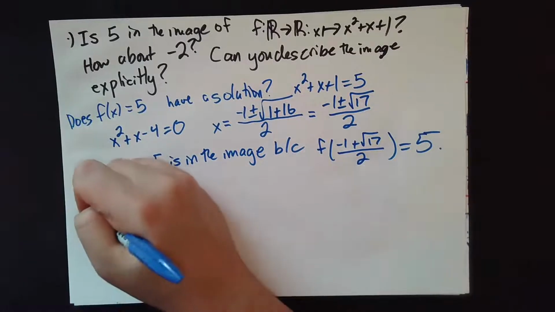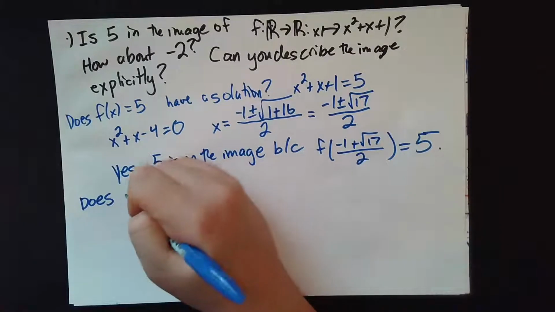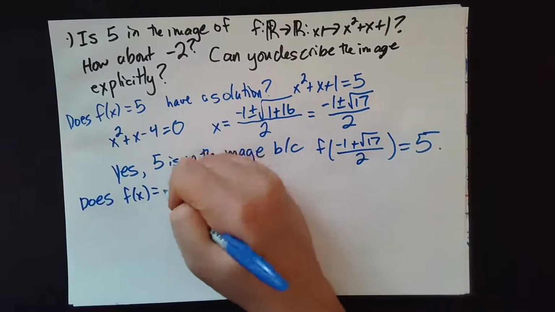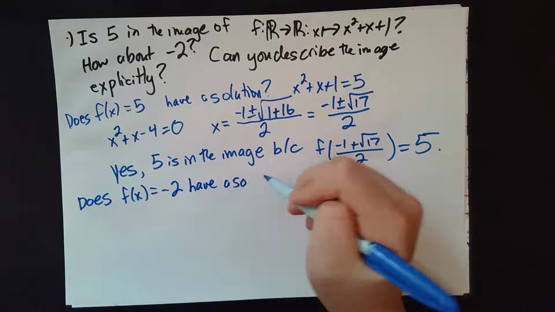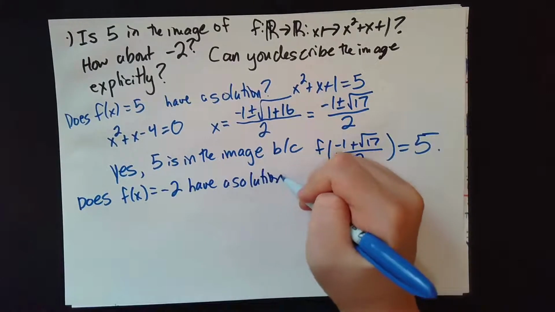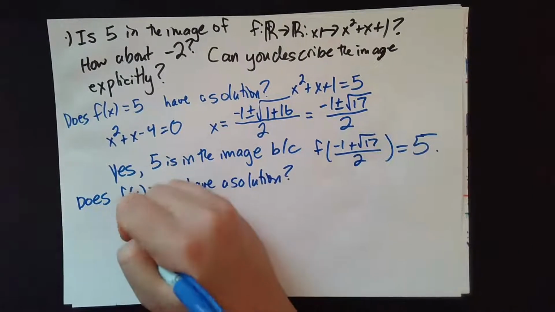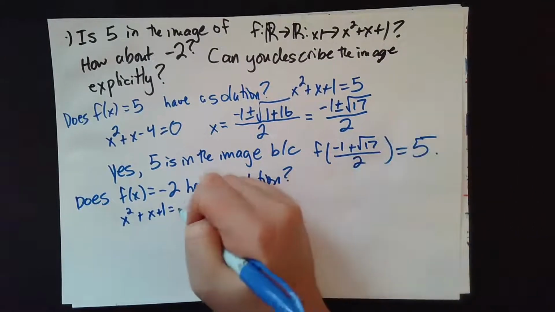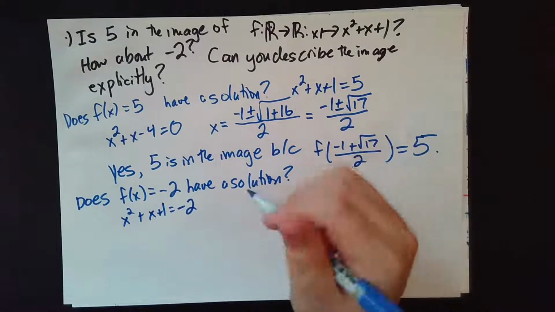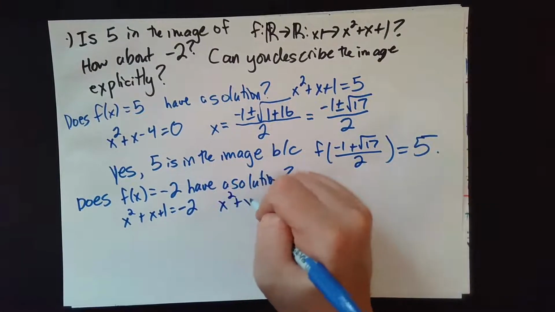And so then we could ask a similar question. Does f of x equals minus 2 have a solution? Okay, and then we can do the same thing. So we'll get x squared plus x plus 1 equals minus 2. And so we're now looking at this.